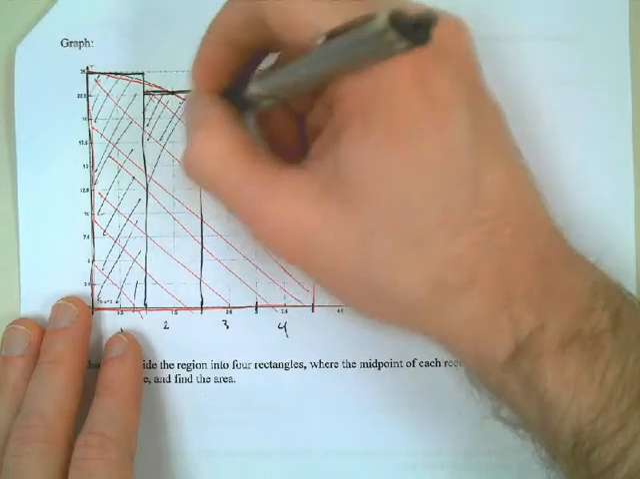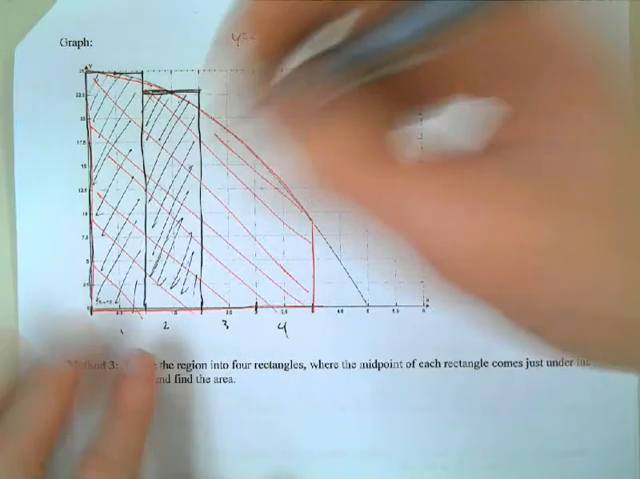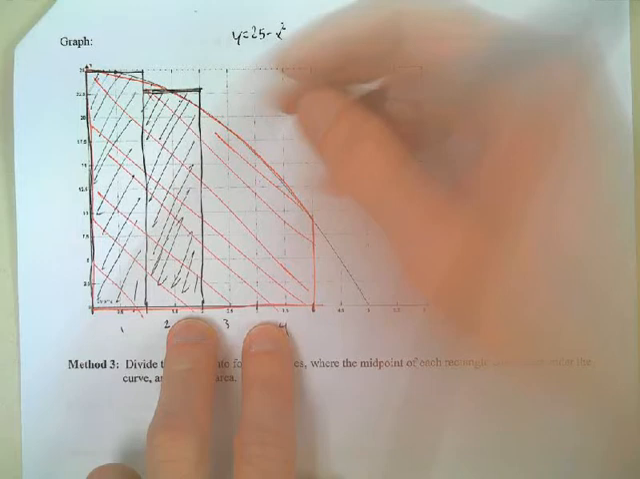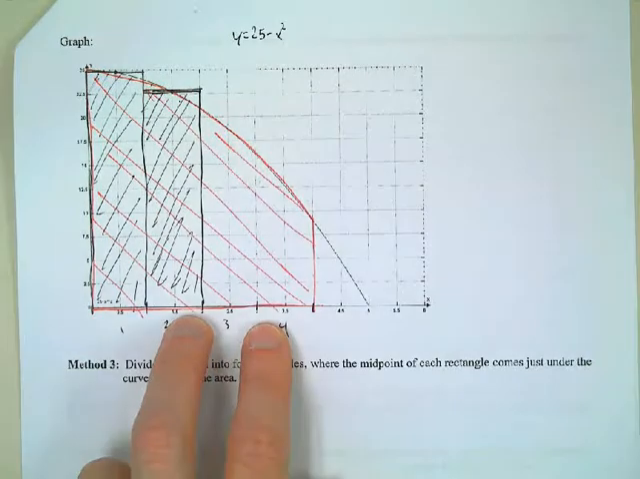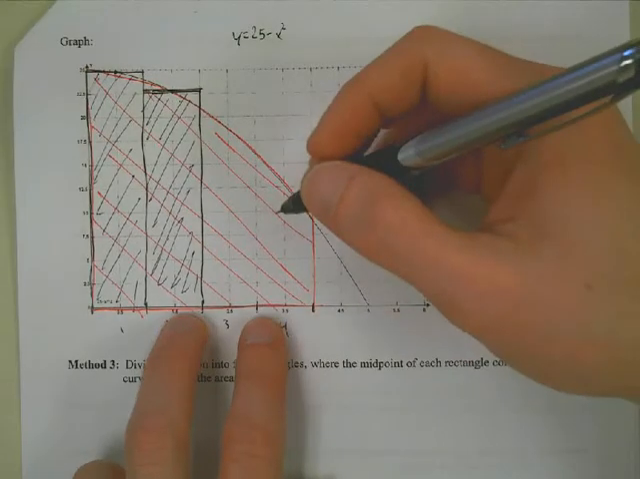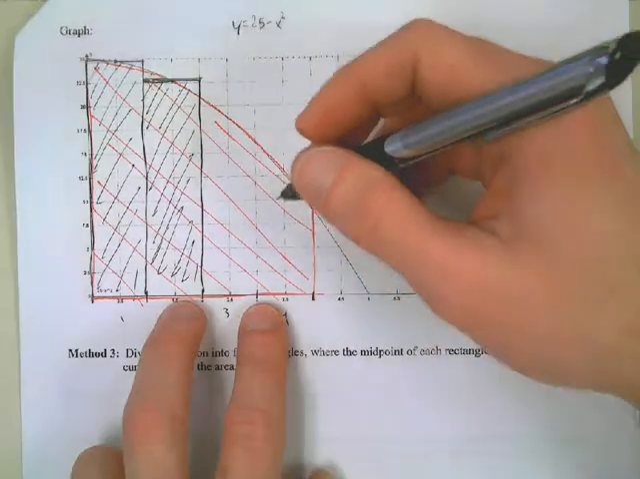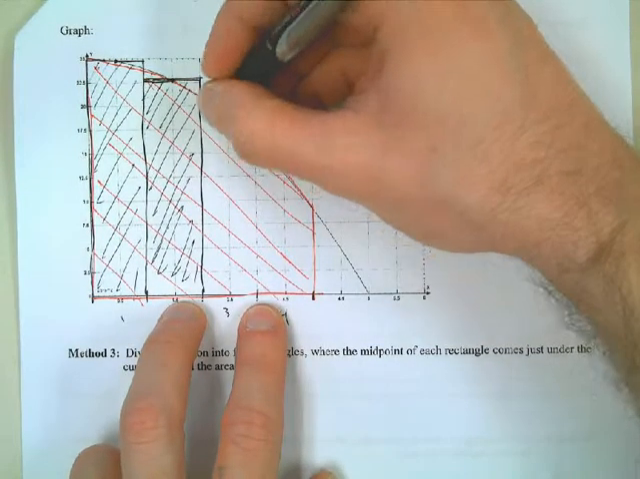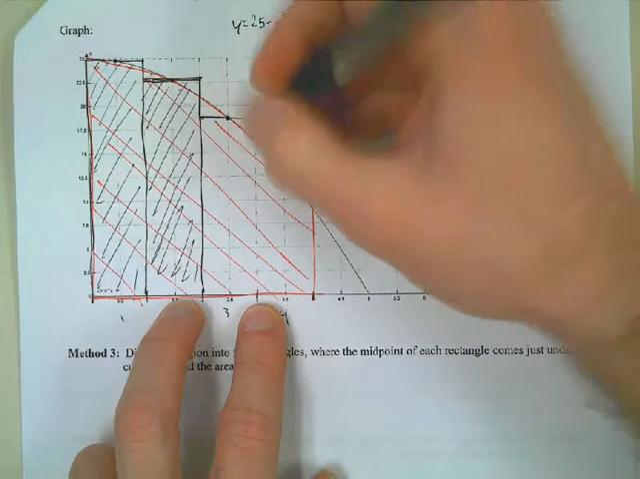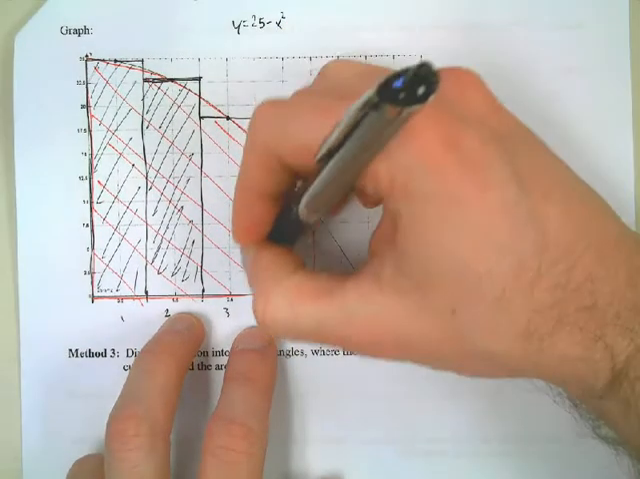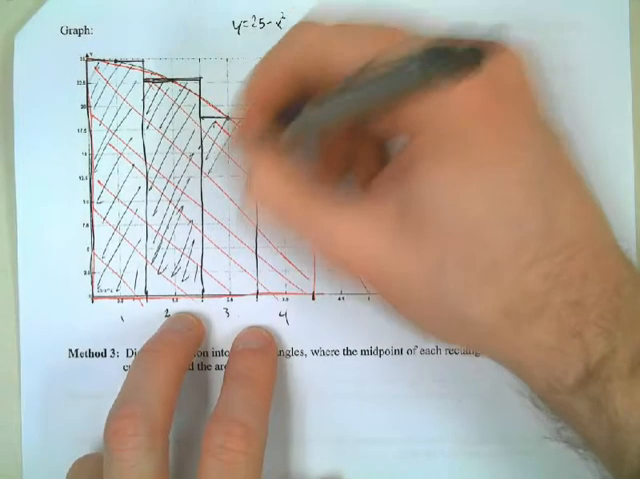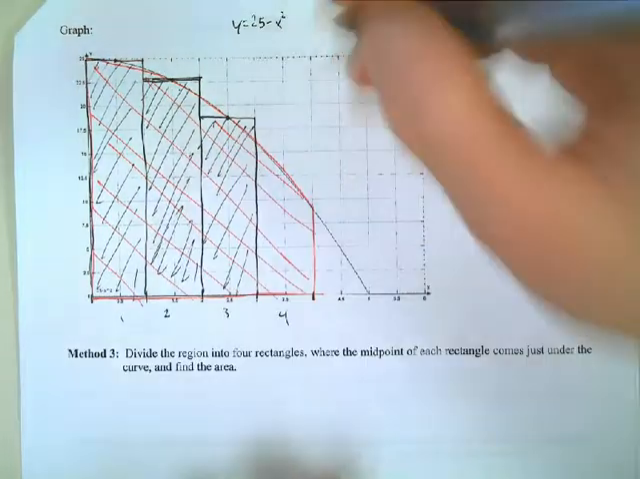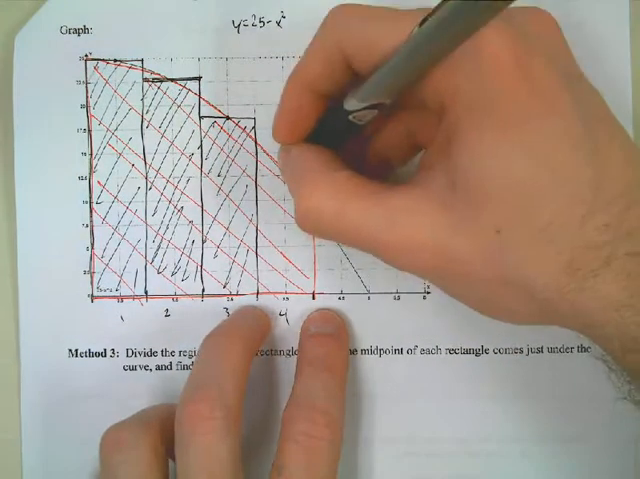All right, the third one here. Brittany, what's the midpoint of this interval right here? 2.5. So we're going to go up to the height above 2.5, and again, that rectangle has a width of 1. And then finally the fourth, its height is at the 3.5 there.